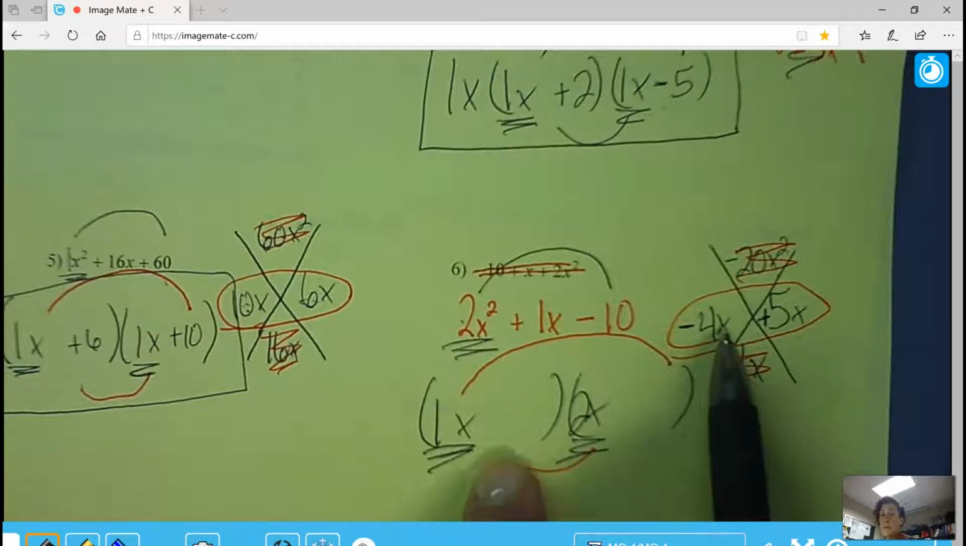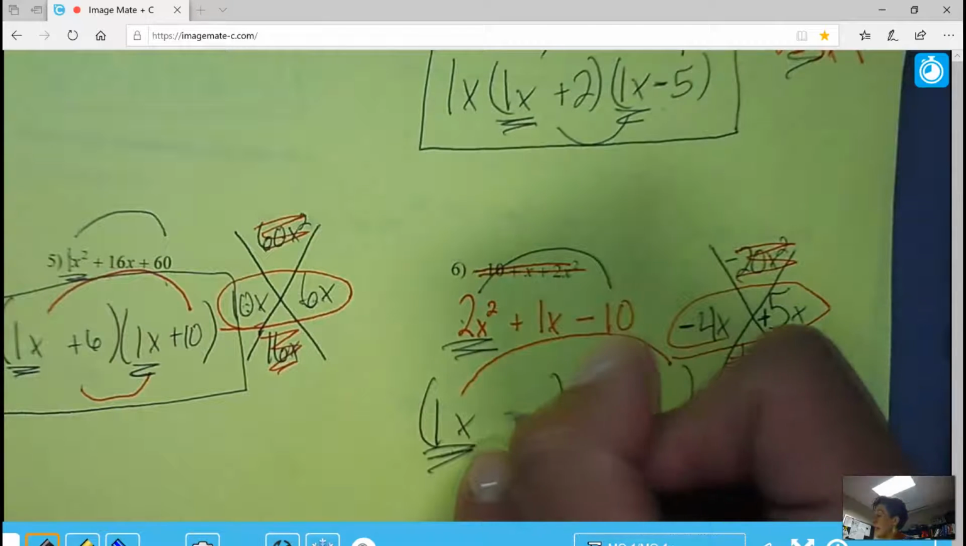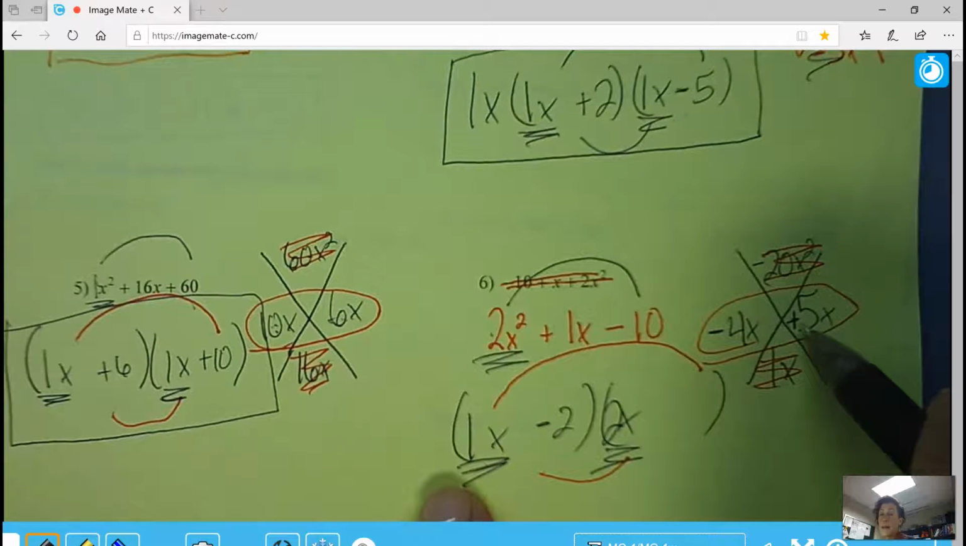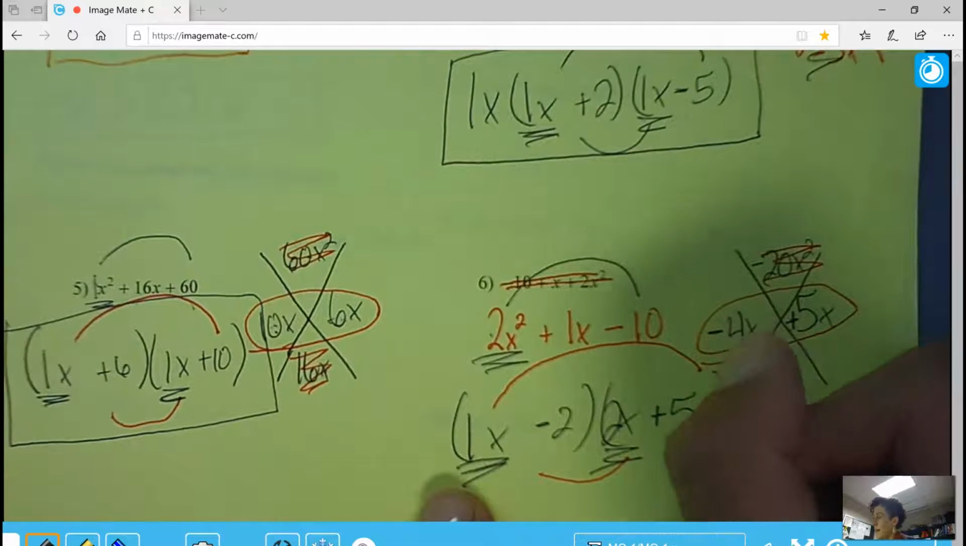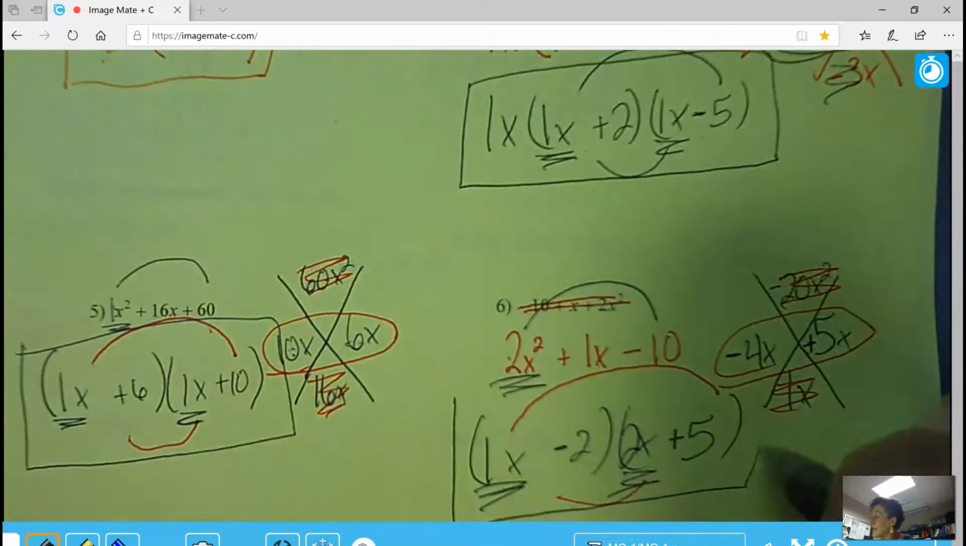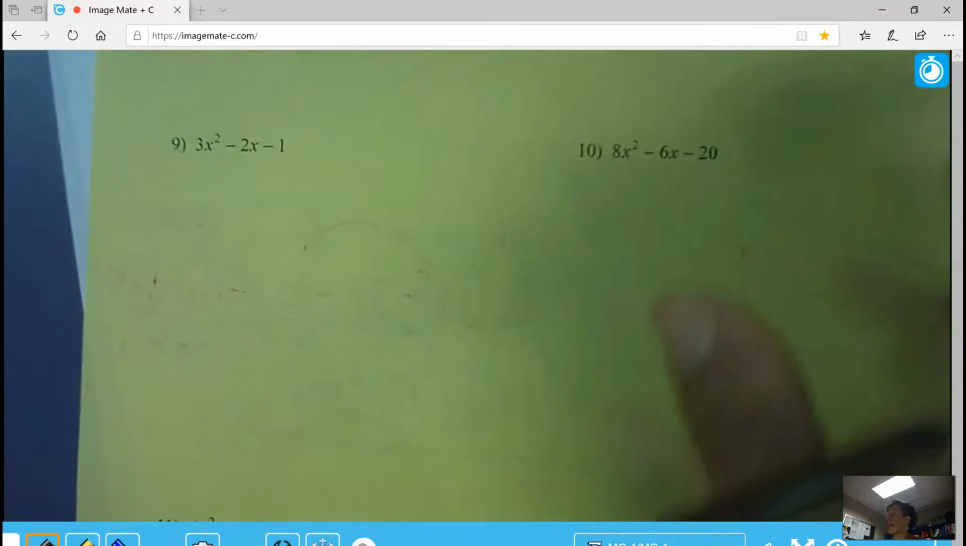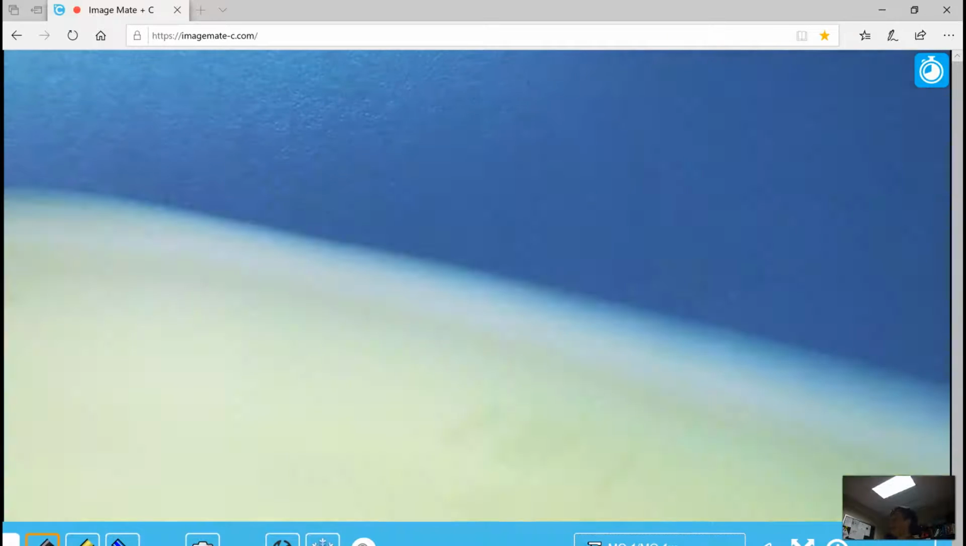So 2 times what makes negative 4? That would be a negative 2. And that means 1 times something will have to make positive 5, and that would just be positive 5. And then that one's done because I never had a GCF. All right, let's jump to the back. 6 more. Oh, I feel ya.